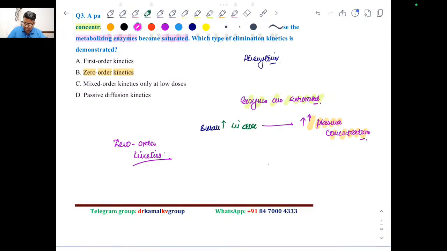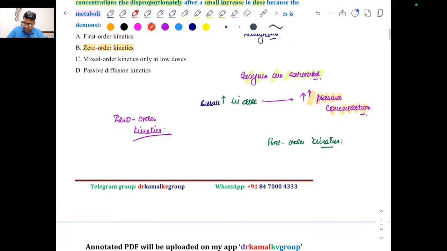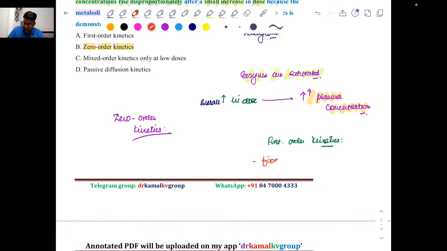Now, how does it differ from first order kinetics? In first order kinetics, a fixed fraction of the drug is eliminated, right? And in zero order, a fixed amount of drug is eliminated.